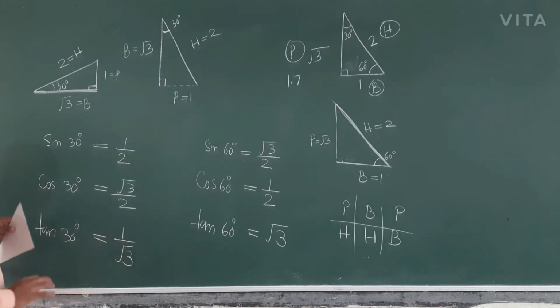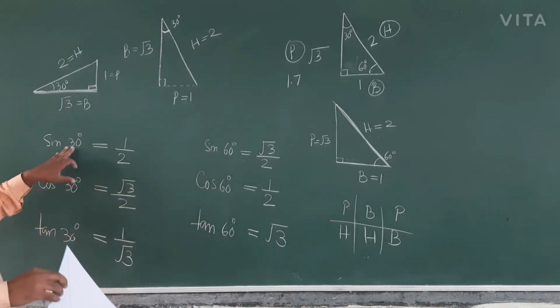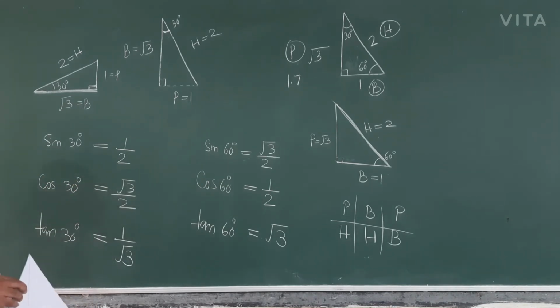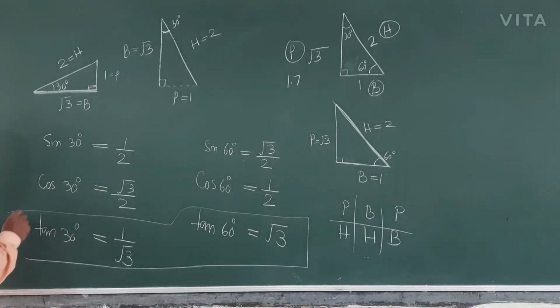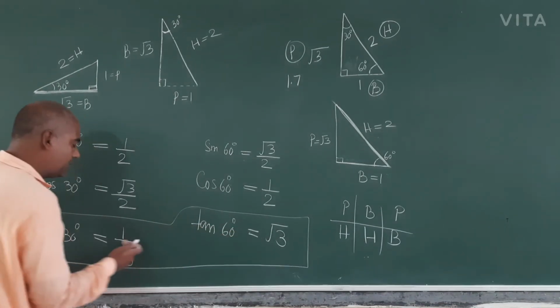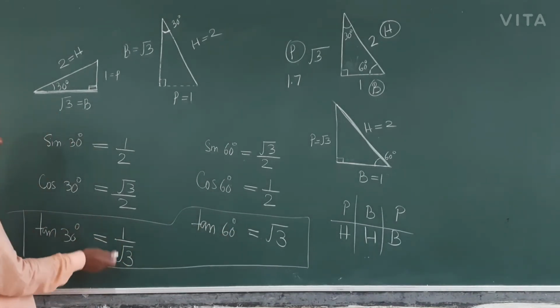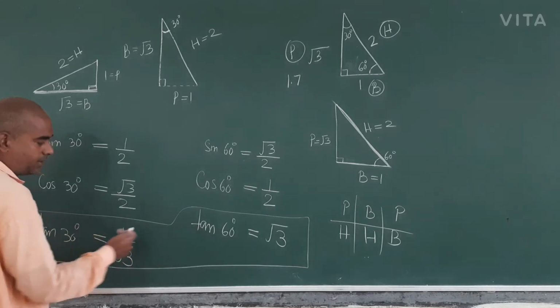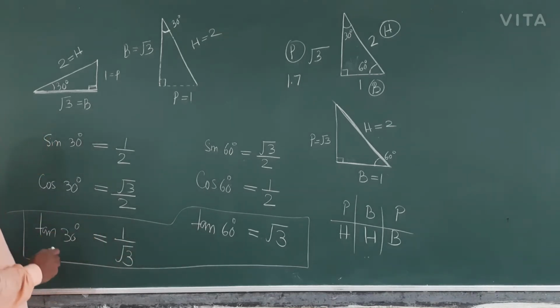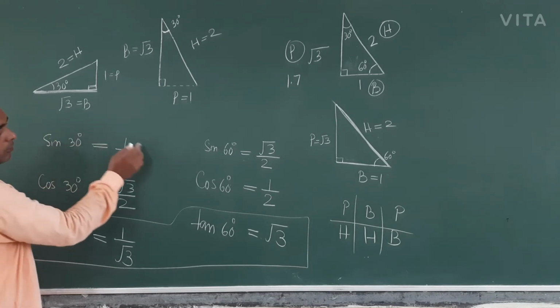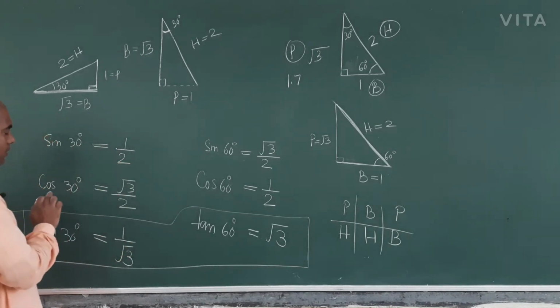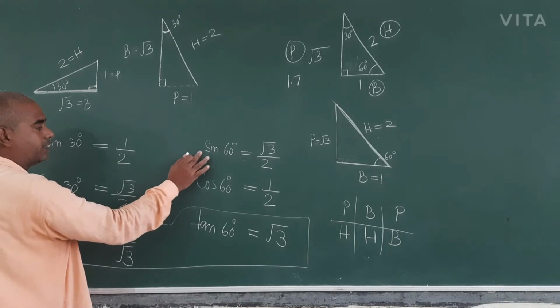So this is the derivation of 60 degree and that is the 30 degree. One most important thing you can see here: tan 30 degree is 1 upon root 3, and tan 60 is root 3, the inverse of that. Similarly, sin 30 is equal to cos 60, and cos 30 is equal to sin 60.